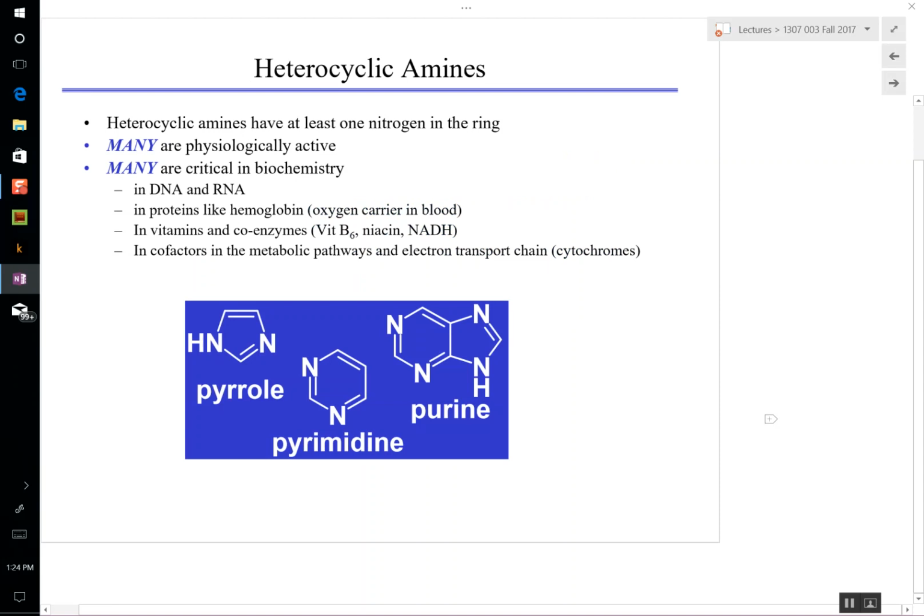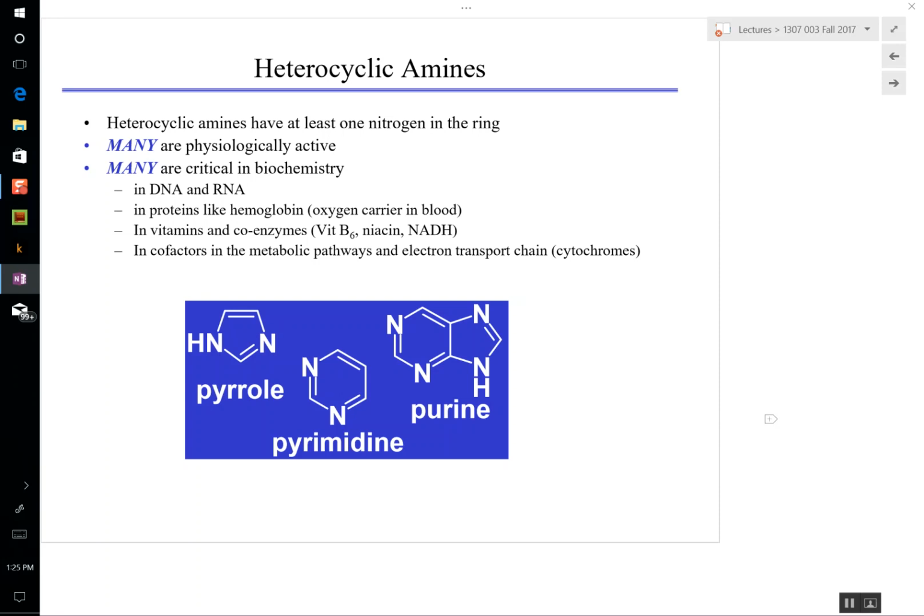Terminology, heterocyclic amines. Here's probably the easiest one to look at. You basically have a benzene ring, but you replace two of the carbons with nitrogens. It's still aromatic. It's a pyrimidine ring, purine ring. This is the basis for adenosine. So adenosine triphosphate: adenosine has a purine ring. Look at four nitrogens in a fused ring, two fused rings.